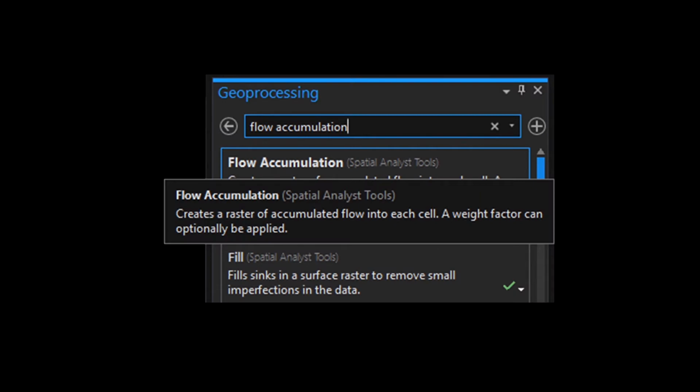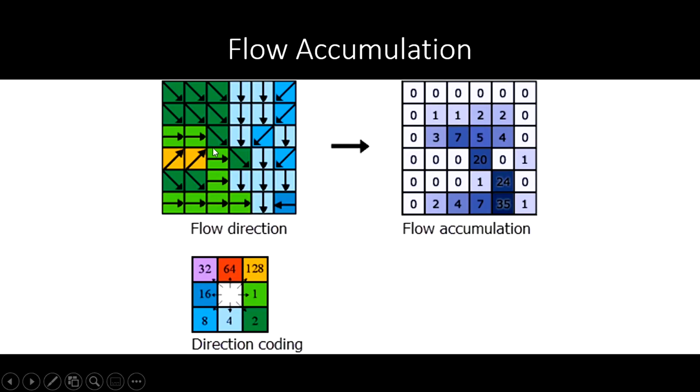So here's the operation in terms of geoprocessing tool. It says it creates a raster of accumulated flow into each cell. A weight factor can be optionally applied, and we'll talk about that as well. Our input grid is our flow direction, of course, from our hydrologically correct DEM. We see once again the direction coding, but the arrows also help us see that we have a general pattern in which things are flowing in this general direction to, it looks like, this particular location here. In terms of the output, when we run a flow accumulation, this is the output.